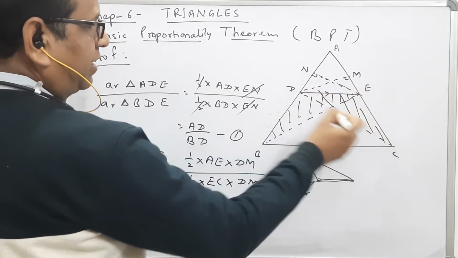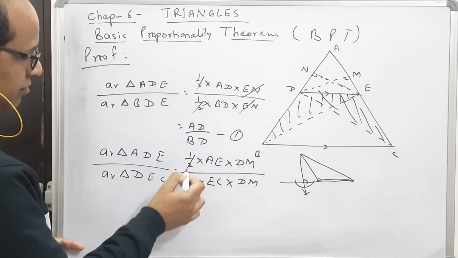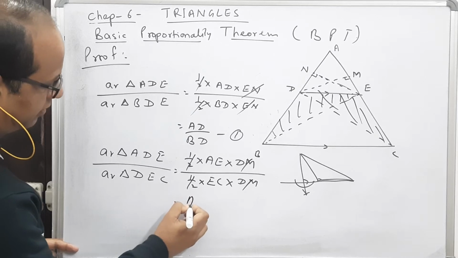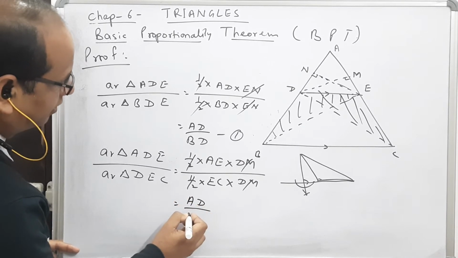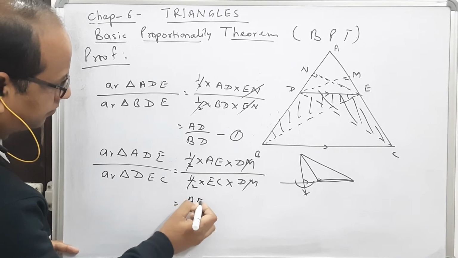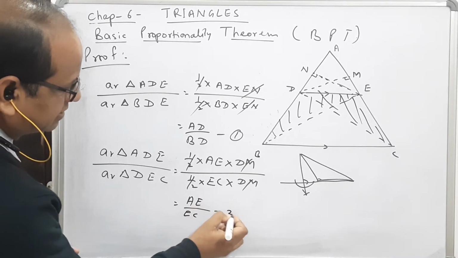This is an obtuse angle triangle, so the altitude will be this. Now this half and half cancel, DM and DM cancel. So what have we got here? We have got AD upon AE upon EC. That is the second part.